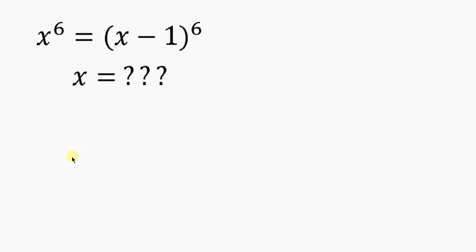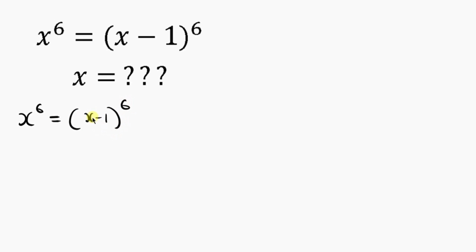Now look at this nice and beautiful Olympiad question we have here on the board that we're going to be solving together. The question says x to the power of 6 is equal to (x minus 1) raised to power 6, and we are to look for the value of x. So how are we going to go about this? I'm going to be writing the question here, which is x to power 6 equal to (x minus 1) raised to power 6.